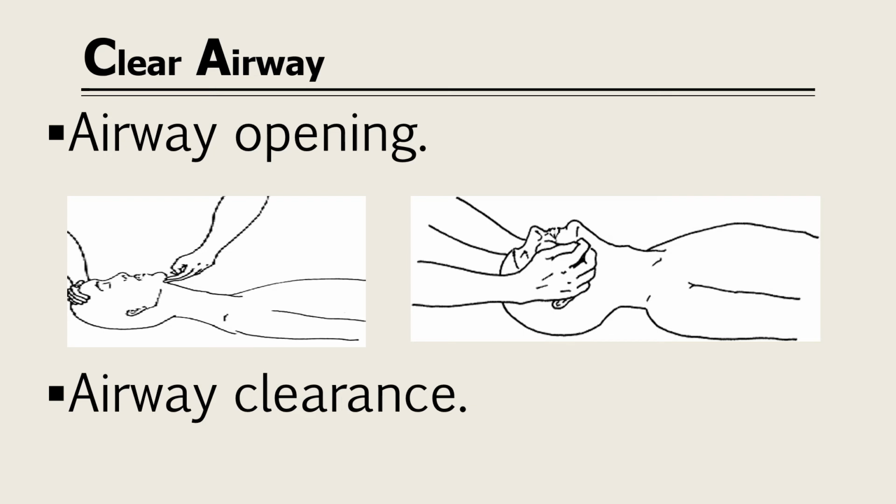So this is the maneuver, how to deal with the obstructed airway. First, by opening of the airway, either by head tilt chin lift or jaw thrust. After opening the airway, you should clear the airway. Clearance of the airway will be by making suction of the airway if you have a secretion.